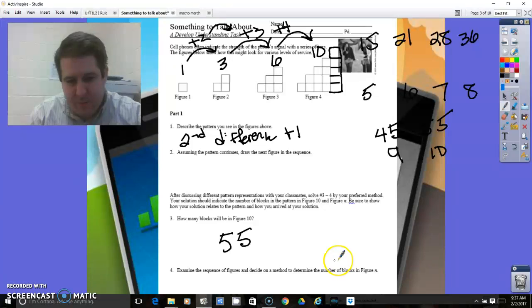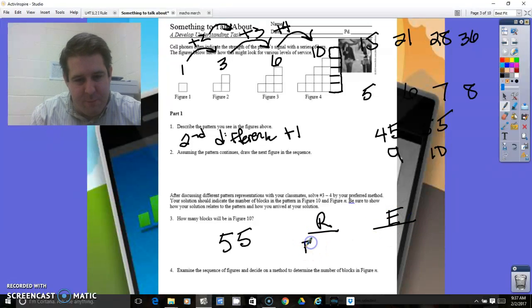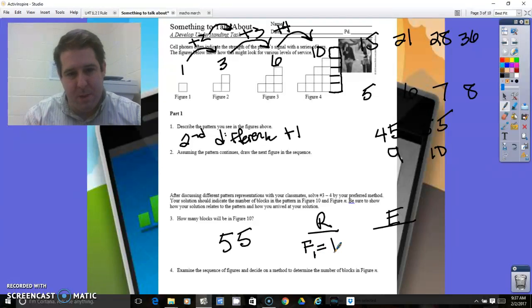And I'm going to use that to write a recursive formula. I know I don't have space down here, so I've just put R for recursive and E for explicit. For a recursive formula, you always start off with some sort of starting point. So f sub 1 was 1, which means the first figure had 1 block.